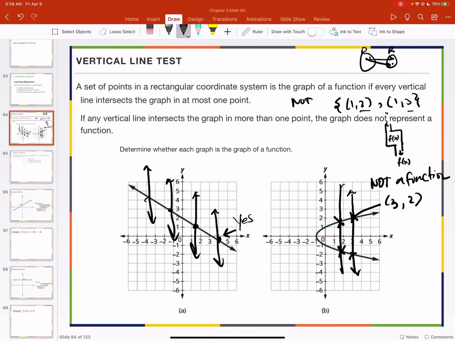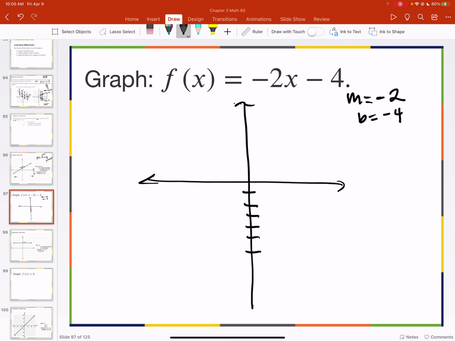If I want to graph, let's say, -2x - 4, I start with the y-intercept. I have my function here. Just by looking, I know the coefficient of x is -2, and the b, or the constant part of that line, is -4. So that means it's going to cross the y-axis here at -4.